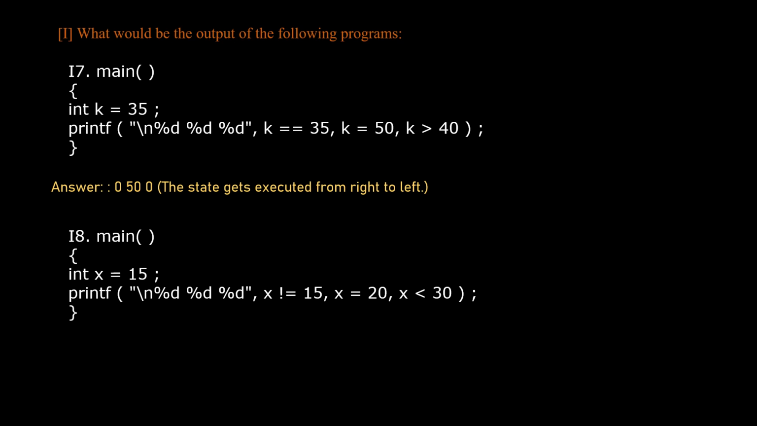Next question. X is equal to 15 and printf has these three operations. So again the thumb rule is that this gets executed from right to left. So let's see the answer. 15 less than 30, it is true. So this one would be 1 and then x is equal to 20 and x would get printed. So this is 20 and 20 not equal to 15. True. So it is 1.